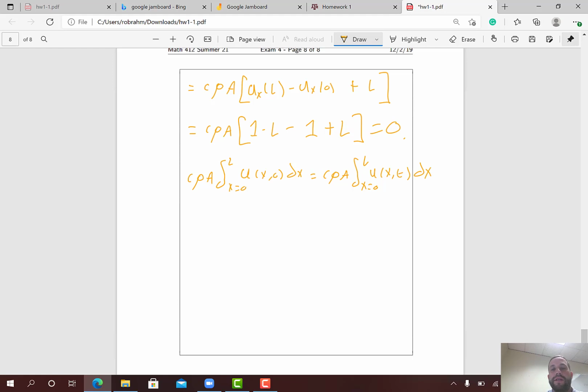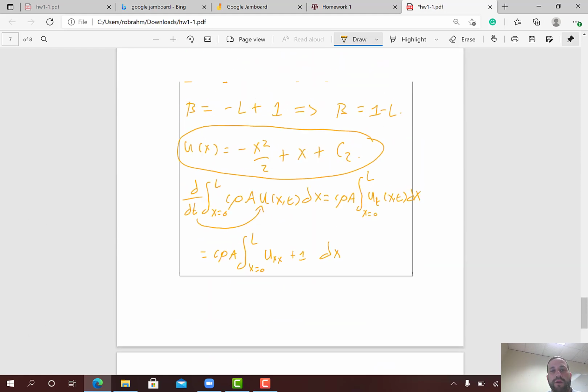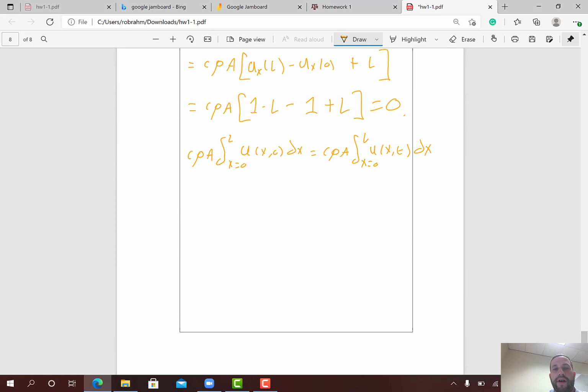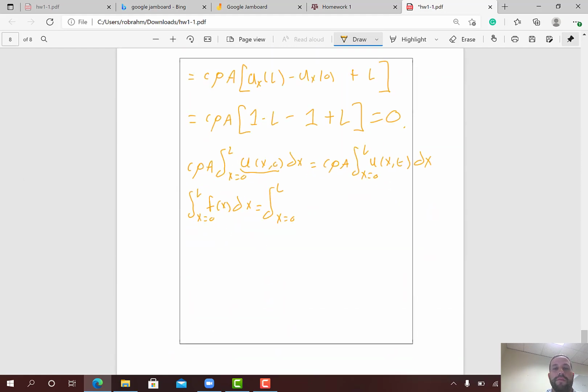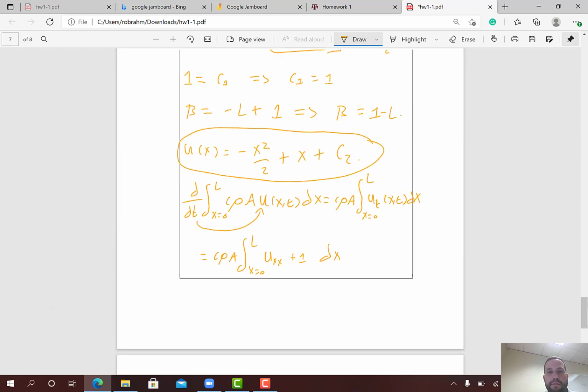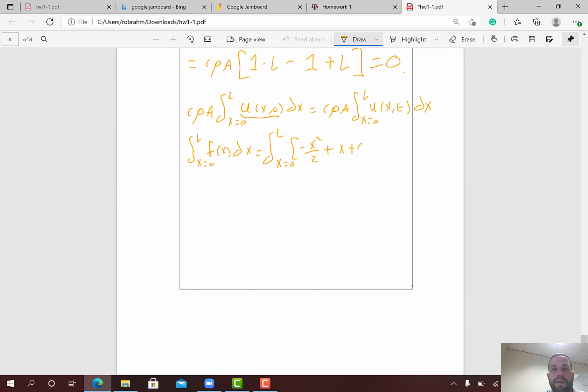In particular, it's going to be true when u of x,t is equal to this equilibrium temperature distribution. And if I divide both sides by c rho A, I get that the integral from x equals 0 to L of f of x, because that is u of x,0, is equal to the integral from x equals 0 to L. And now I'm going to plug in my expression for u of x. So this is going to be minus x squared over 2 plus x plus c2 dx.